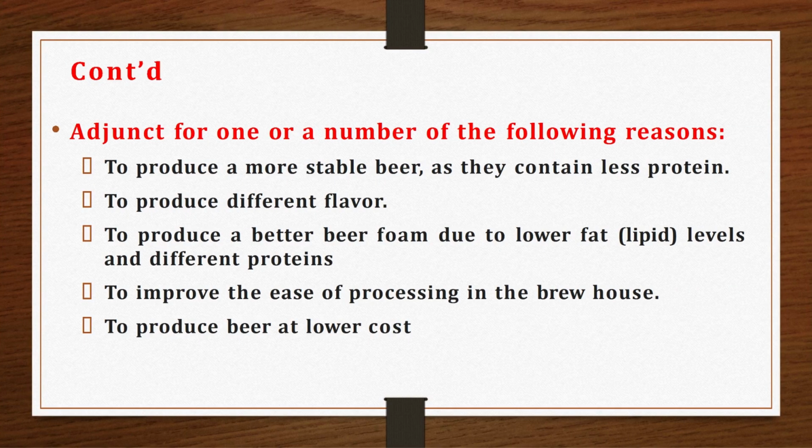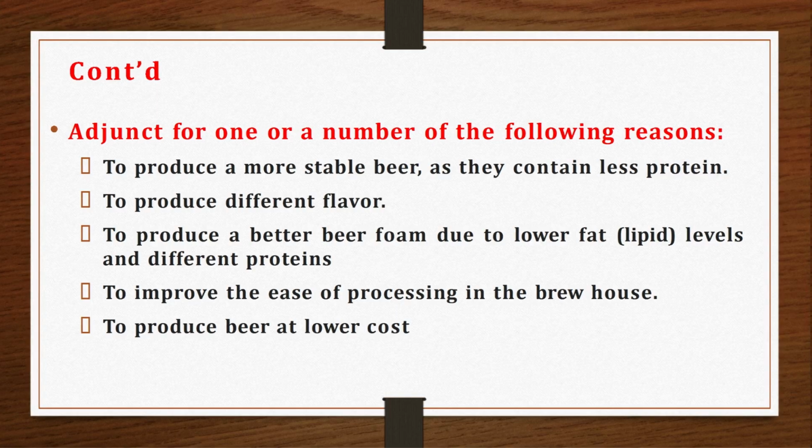Why would we use an adjunct? Well, for one or a number of the following reasons. To produce a more stable beer, as they contain less protein. To produce a different flavor. To produce a better beer foam, due to lower fat or lipid levels and different proteins. To improve the ease of processing in the brewhouse. And to produce beer at a lower cost.